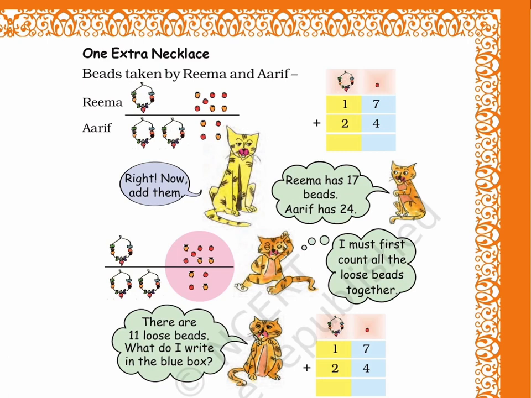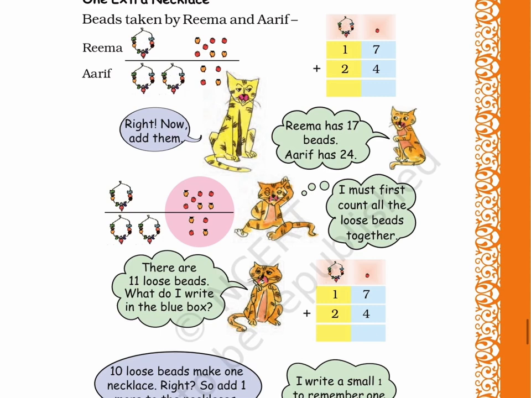Cat 1 is saying, Rima has 17 beads and Arif has 24 beads. Cat 2 is responding, right, now add them. Picture 2 shows Cat 1 sitting at the right side of the picture of beads and thinking, I must first count all the loose beads together. In picture 3, Cat 1 is sitting at the left side of the table and is saying, there are 11 loose beads. What do I write in the blue box?